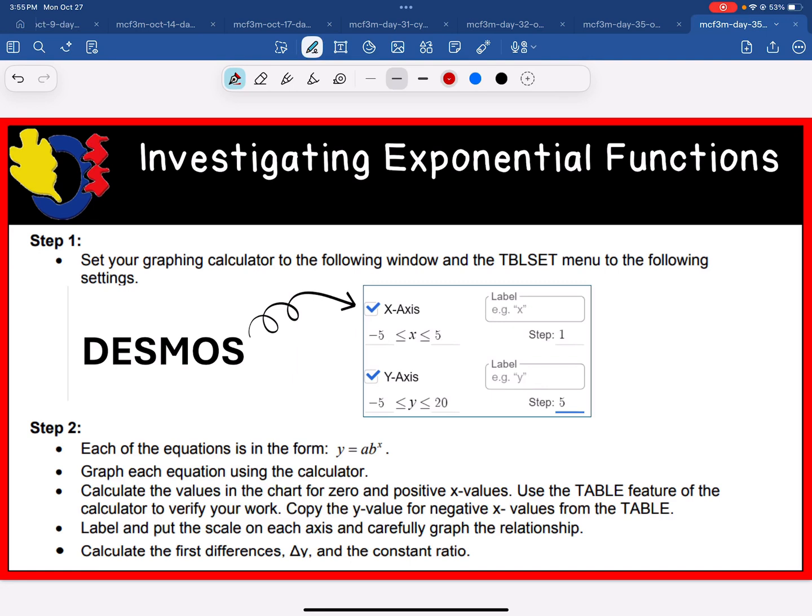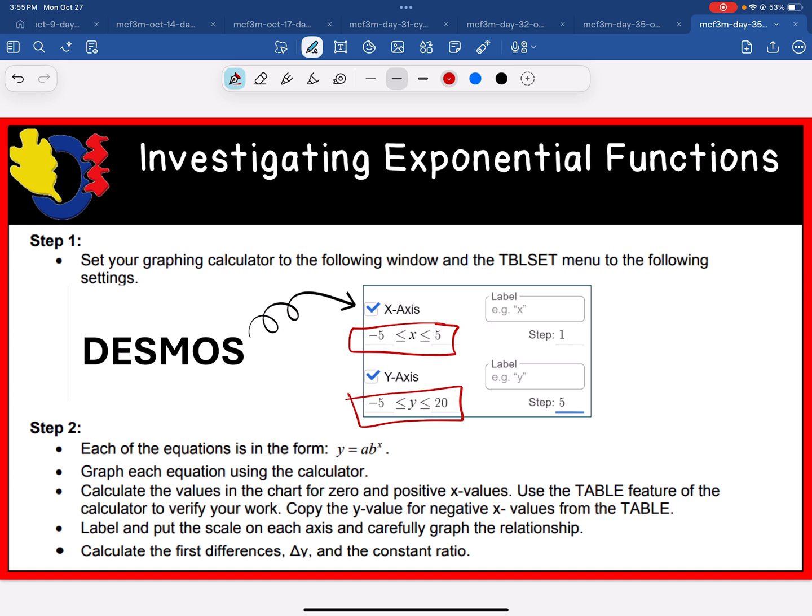Hi everyone, we are going to be investigating exponential functions. We're going to use Desmos to help us with this. If you want to just adjust your window so that the x-axis is between -5 and 5, and the y-axis is between -5 and 20.